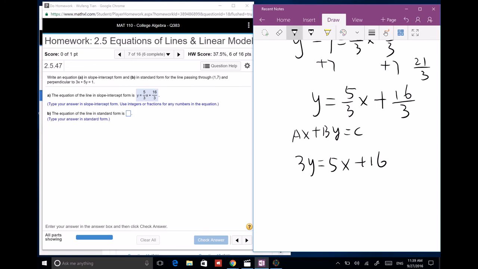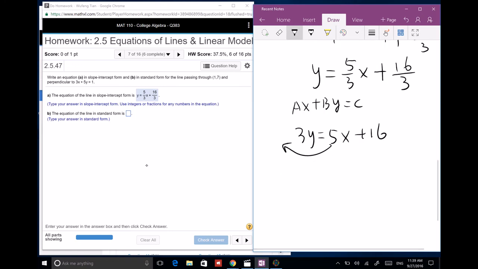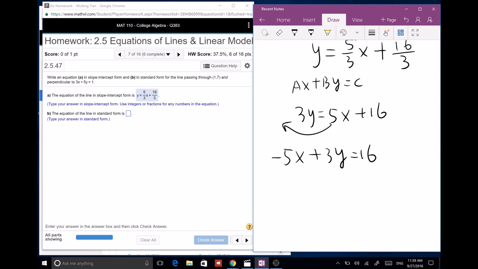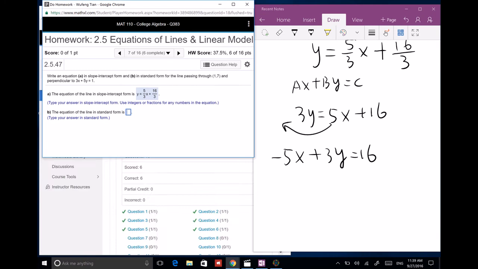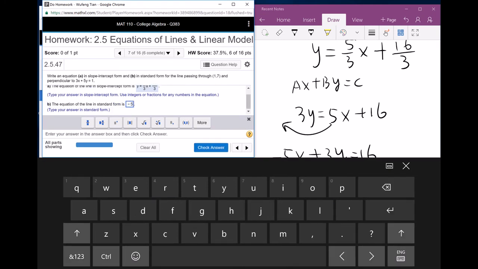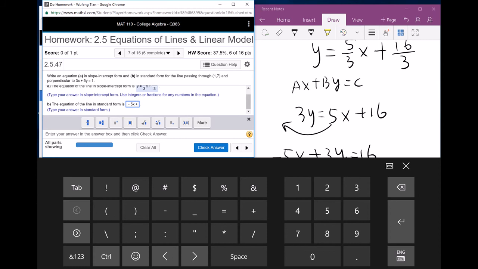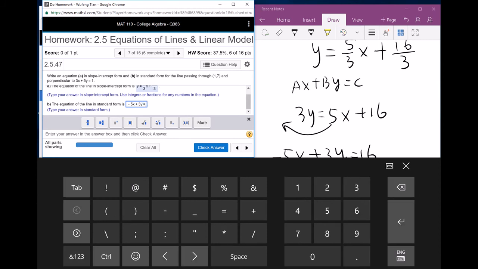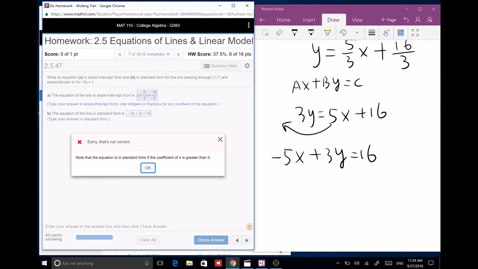Now the standard form is ax plus by equals c. So you can shift this one to this side. You got -5x, subtracting 5x from both sides. So -5x plus 3y equals 16. Sometimes it might ask that a is positive. Let's see if it's okay. -5x plus 3y equals 16. Oh, it does say a has to be positive.